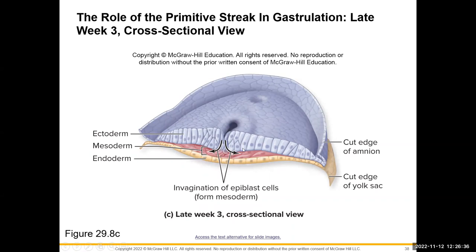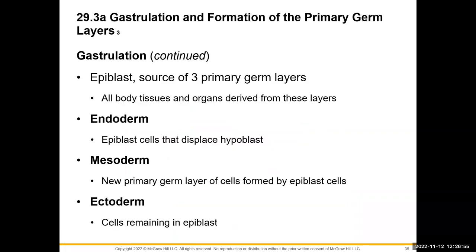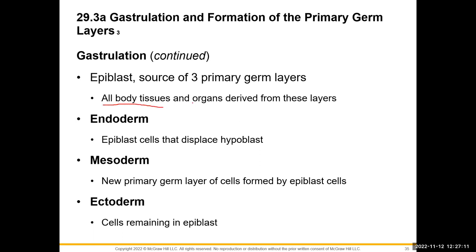Now, mind you, back when we're dealing with our two layers, remember on the top, on the epiblast, that wall is going to be your amniotic sac. And then below, we have our yolk sac. We'll come back and talk about those shortly. So the endoderm, the mesoderm, and the ectoderm are going to be those three layers that are going to be formed. Again, important to understand that these three layers are going to form all of our body tissues and all of our future organs.